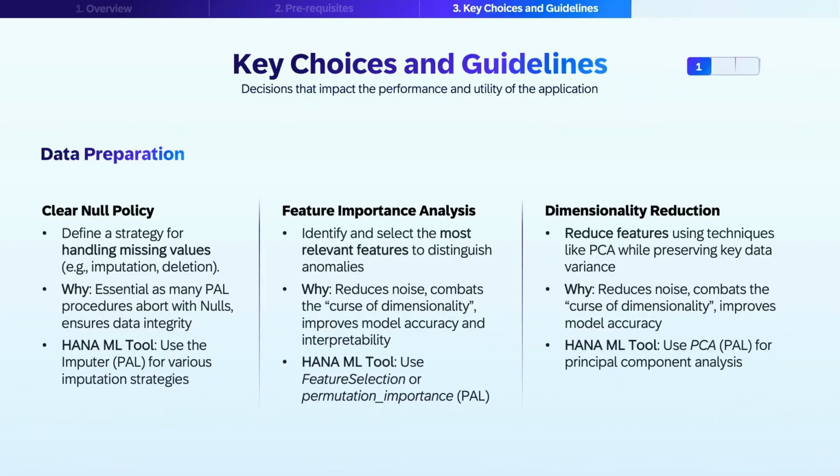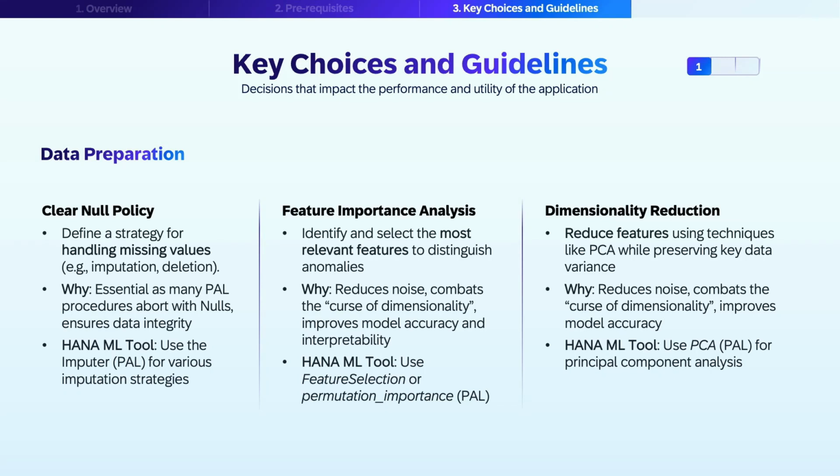Let's discuss key choices that impact the performance of your clustering scenarios. Effective data preparation is crucial for quality clustering analysis in SAP HANA machine learning. Key guidelines focus on three strategic areas. First, implementing a clear null policy.